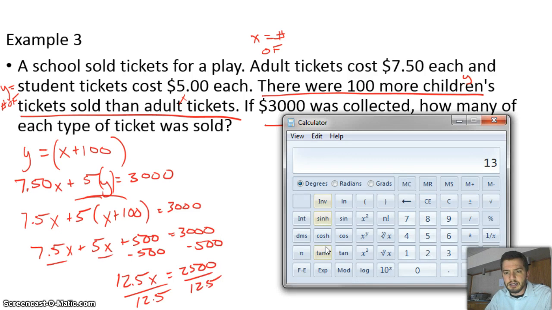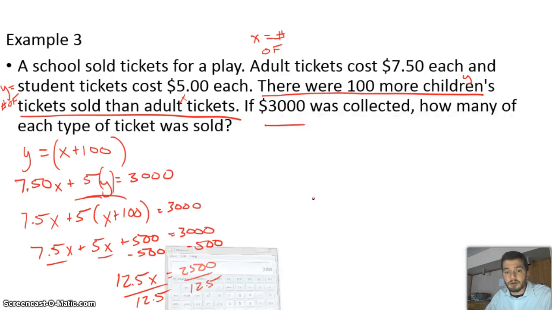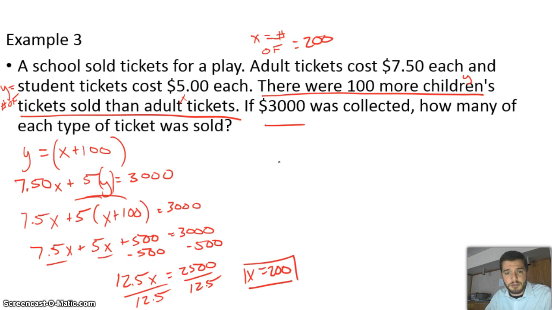So in this case, 2,500 divided by 12.5 is 200. So there were 200 adult tickets sold. Now we'll go back and just plug it in. The number of student tickets sold was the number of adult tickets plus 100, so 300. So 300 student tickets.